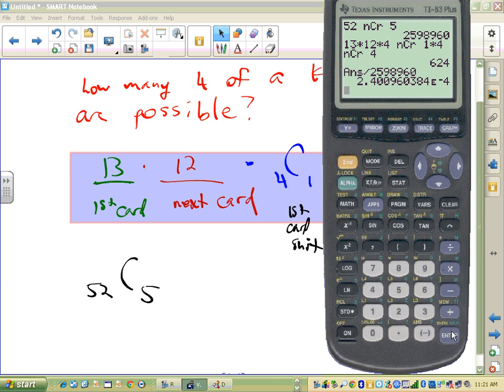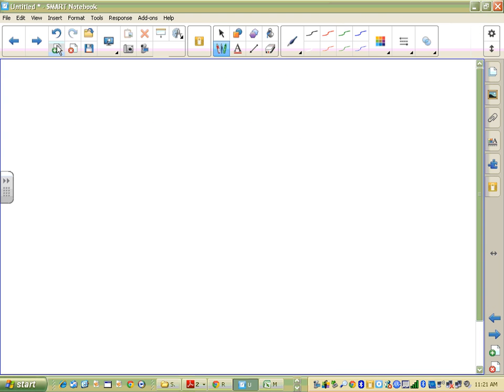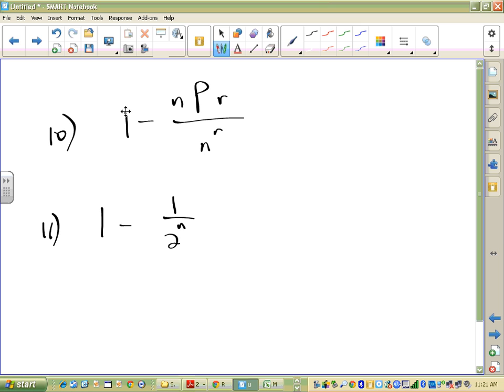Okay. Real quick, when you're doing the homework, you will get stuck on number 10. Use this formula: 1 minus nPr over n to the r. I can't remember if it's a C or a P. I can't read my own writing. It's a P. Okay. And then in number 11, you're going to use this formula: 1 minus 1 over 2 to the n. When you get stuck on those, I'll be around to help you.